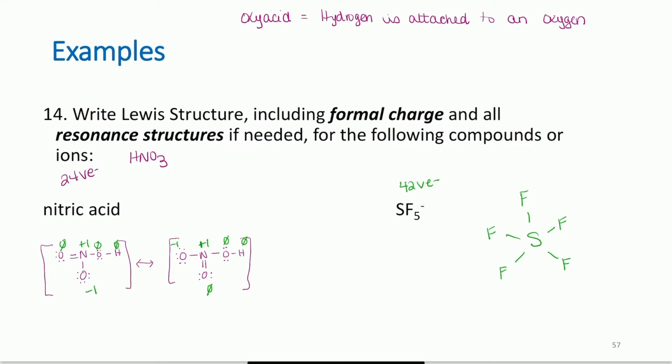Give everything its octet. So far I've used up 2, 4, 6, 8, 10 electrons, 12, 14, 16, 18, 20, 22, 24, 26, 28, 30, 32, 34, 36, 38, 40. Put your extra electrons on the central atom. Find your formal charge. When fluorine has 1 bond and 3 lone pairs, it is 0. Sulfur in the center, 6 valence electrons, -2 electrons in a lone pair, -5 bonds, overall has a -1 formal charge.